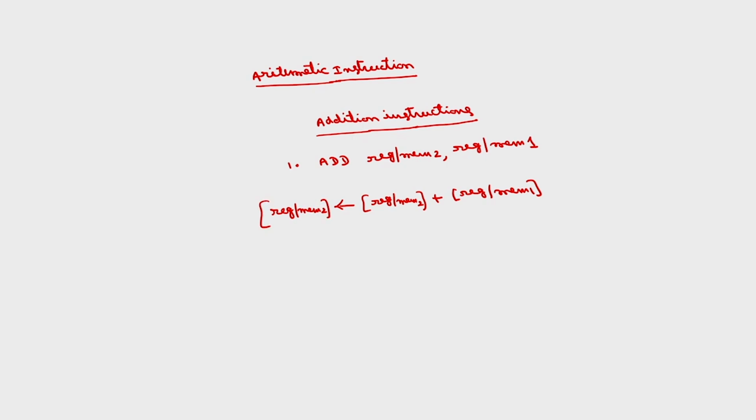Both cannot be memory simultaneously here. Remember that both cannot be. So memory to memory addition is not allowed. One of these must be a register. So if I take the examples, ADD AL comma contents of BX.